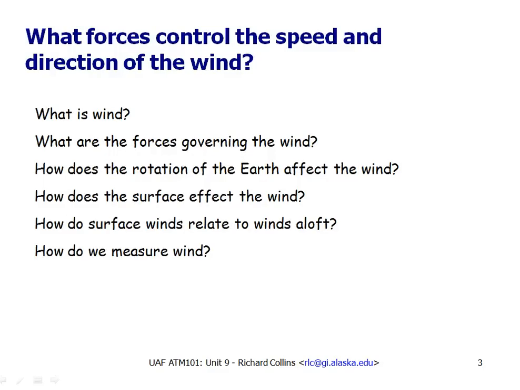So the major question we're looking at in this unit is: what forces control the speed and direction of the wind? Wind in some sense is the major part of weather that makes weather difficult, wind and precipitation. We talk a lot about temperature, we talk a lot about cloud cover, but it's wind and precipitation that make weather challenging. So the questions we're asking in this unit: what is wind?